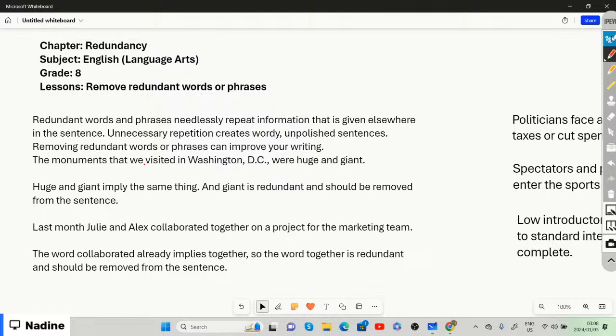So, removing redundant words or phrases can improve your writing. Removing the unnecessary repetition or repetitive words can improve your writing, even create proper sentence structure, or proper sentence construction, if we should put it like that.